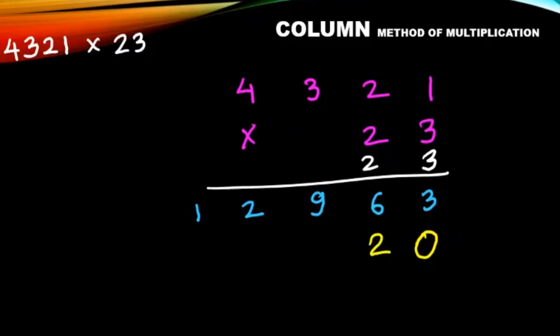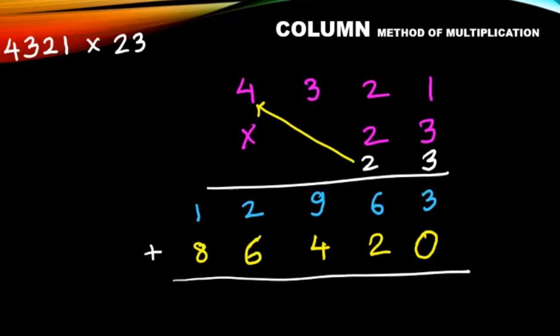So 2 ones are 2, we will write down in the column of tens. Then 2 twos are 4, next column. Then 2 threes are 6, that will come in thousands column. And 2 fours are 8.